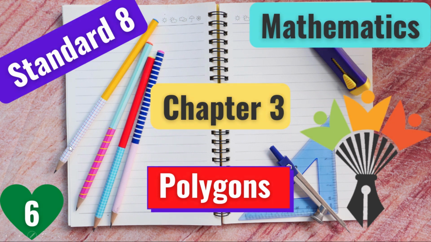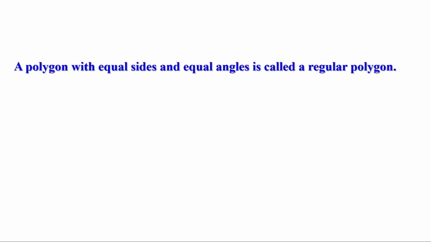Welcome to Maths Companion. In the last video, we discussed regular polygons. We have learned a polygon with equal sides and equal angles is called a regular polygon. There were two homeworks. Let us take one by one.